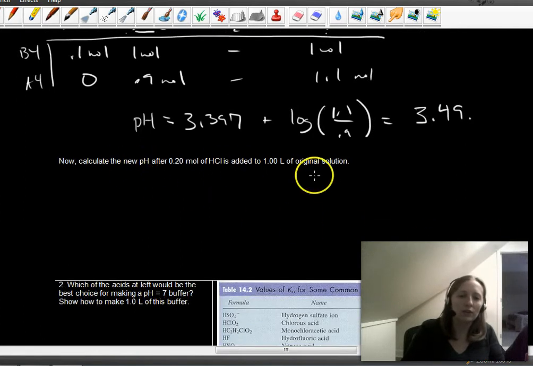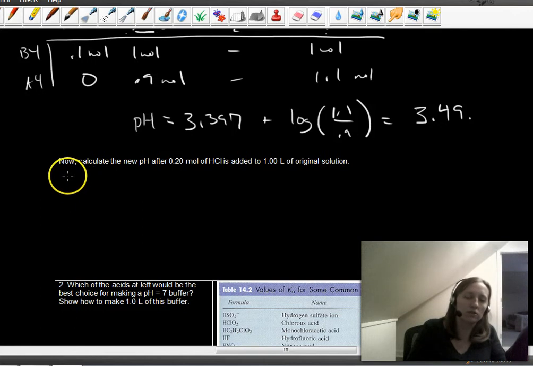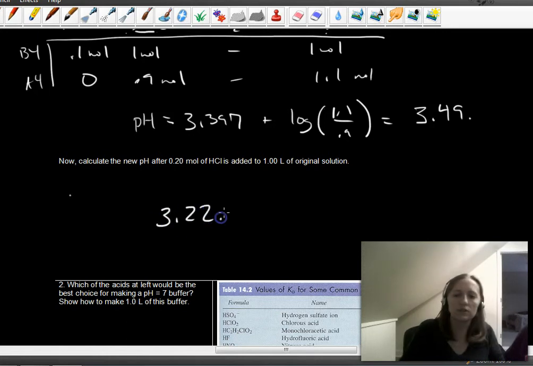Okay, calculate the new pH after 0.2 moles of hydrochloric acid is added to a liter of the original solution. Okay, you can figure out how to do this yourselves. Go do it. The answer, if you are right, is 3.22.